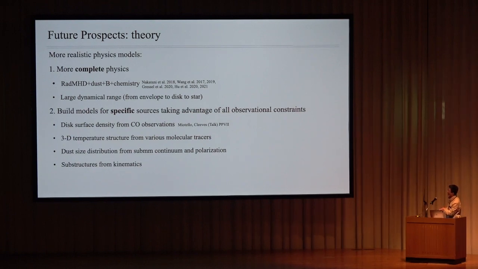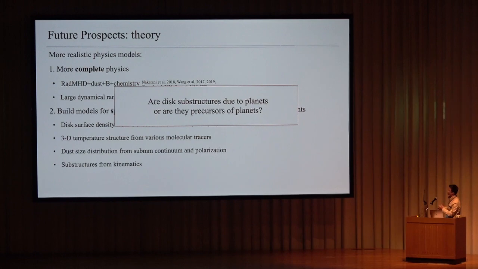So we need to incorporate all of these observational constraints into our theoretical model, or MHD simulation, or whatever simulations we do. So hopefully, with all this detailed modeling, we will be able to compare with observations and answer this question: are these structures due to planets, or are they actually precursors of planets?